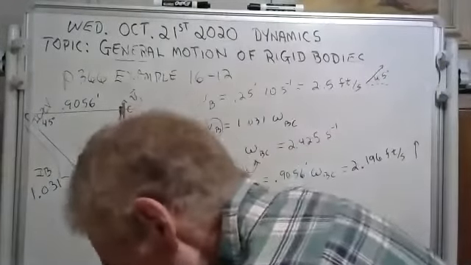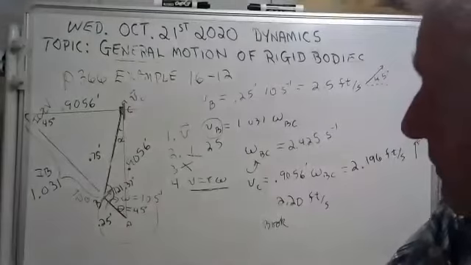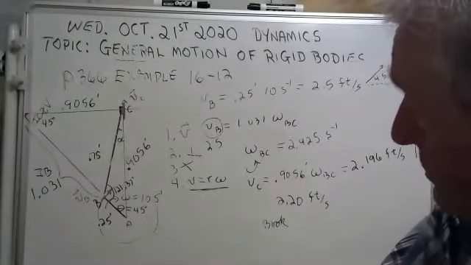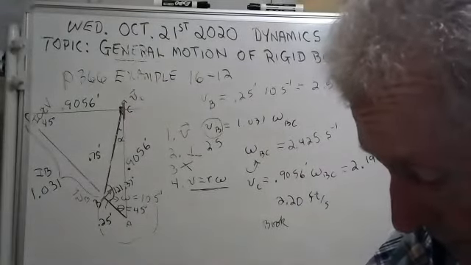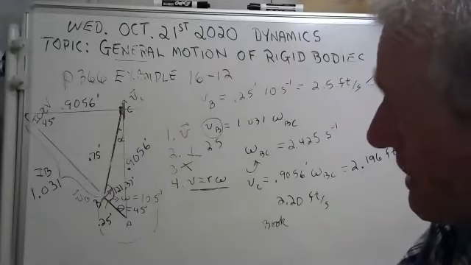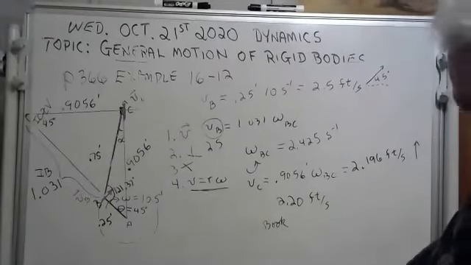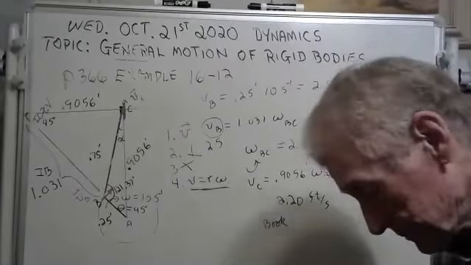We just did that example 16-12 using the ICZV method. Do you have any questions about it?